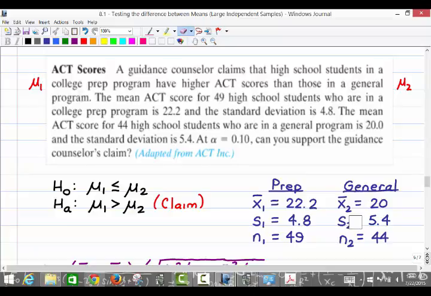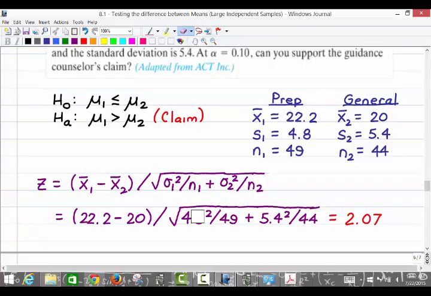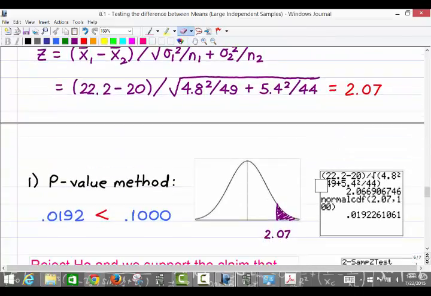So I just wrote the data over here in a sort of organized format. So there's the formula again. It'll be 22.2 minus 20 in the numerator, x1 bar minus x2 bar. The denominator would be the first standard deviation, 4.8 squared, divided by the first n, which is 49, plus the second standard deviation, 5.4 squared, divided by the second n, which is 44. All that part's under a square root, and then the numerator divided by the denominator should be 2.07, which you can see in this calculator box right there at the top, 2.07. Then I also did the normal CDF method too, which is fine.